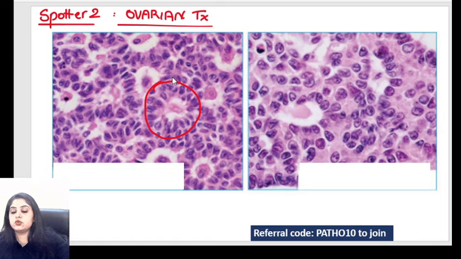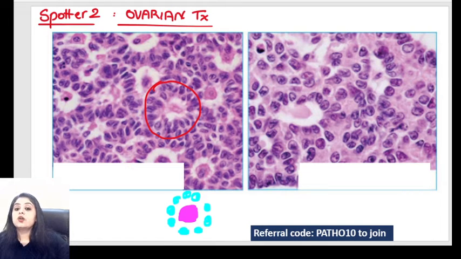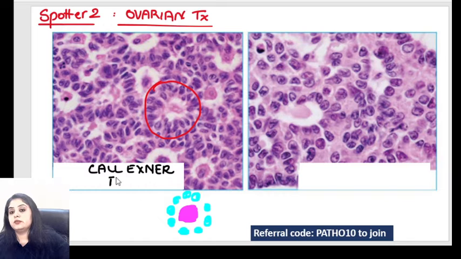What is the first image showing me? The tumor cells are arranged in a round manner like this. And if you see, there is a pinkish material in the center. What is this known as? Guys, this is known as the Call-Exner bodies. The tumor cells in a round manner and pink material in the center, Call-Exner bodies.